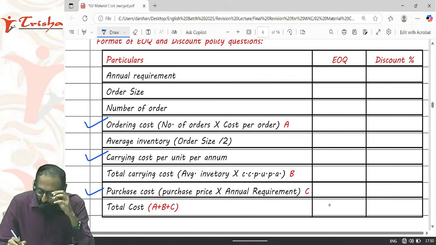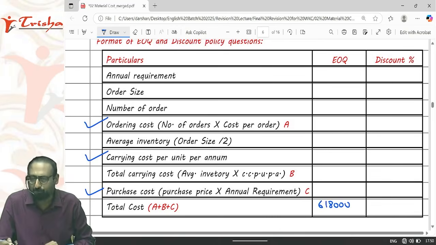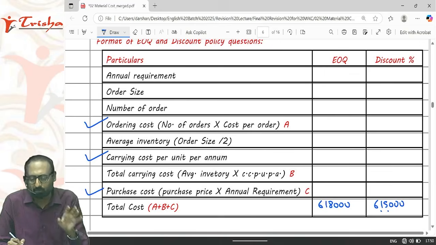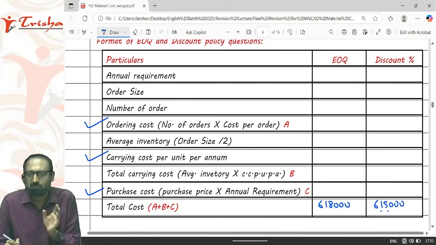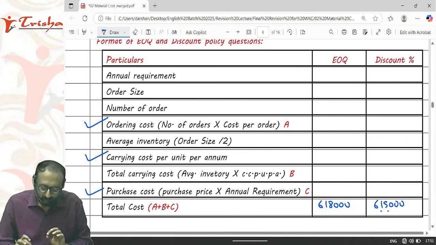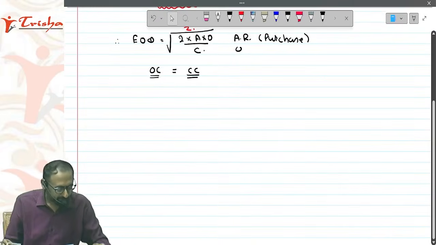Then take the total cost. Say for example, total cost under EOQ policy is 6,18,000, and if you follow the discount policy, total cost comes to 6,15,000. Tell me, will you follow economic order quantity or the discount policy? Wherever cost is lower, you will have to follow that. Is it clear, guys? Next, a very important thumb rule you will have to remember.